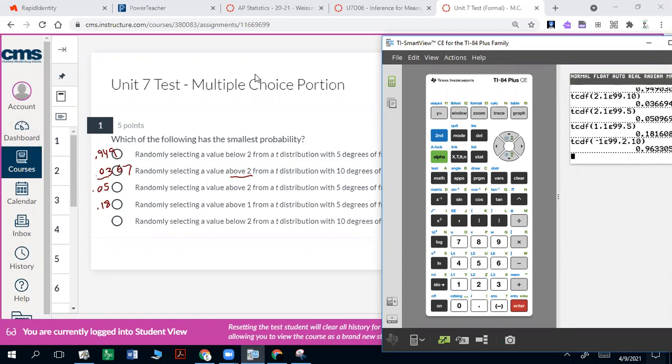So the question wants to know, which is the smallest probability? That's just going to be this one here, above 2 with 10 degrees of freedom. All right, next question.